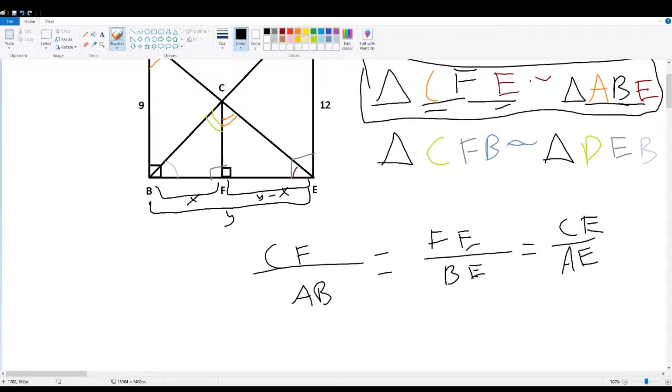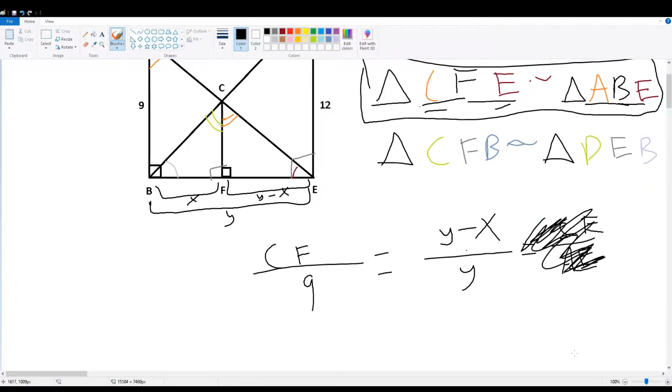Now, can we substitute any values? Yes, we can. AB is going to be equal to 9. So let's select that, delete that, then put 9. And then anything else? Yes, FE is going to be equal to y minus x. And then BE is going to be equal to y. And then this we can't substitute anything, so we can already say that this is going to be useless.